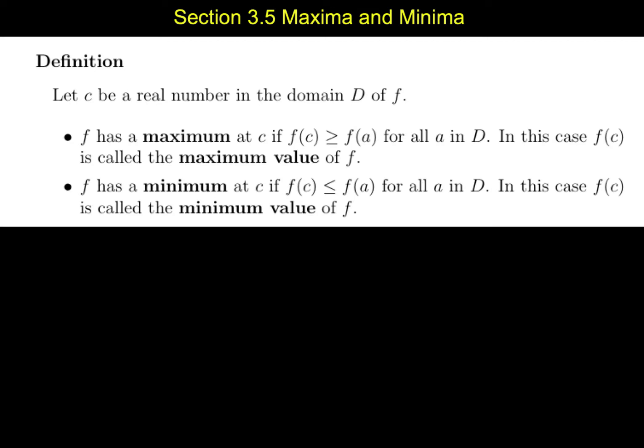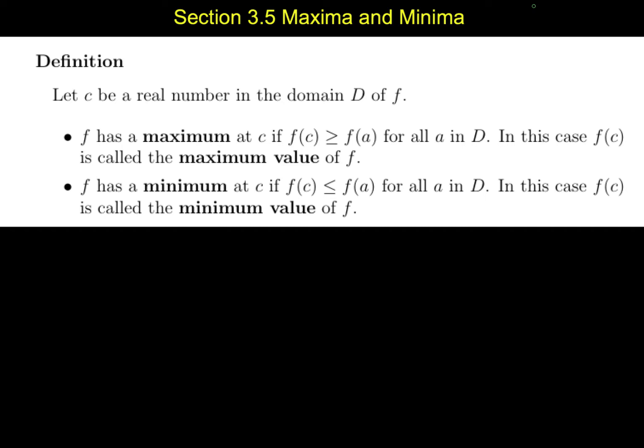So first, let's post up our definition. Just start with: let c be a real number in the domain D of f. Then f has a maximum at c if f of c is bigger than f of x for everybody in the domain, and we'll call that a maximum value. Alternatively, f will have a minimum at c if f of c is smaller than every other value of f in the domain. In this case, we say that f of c is called the minimum value of f.